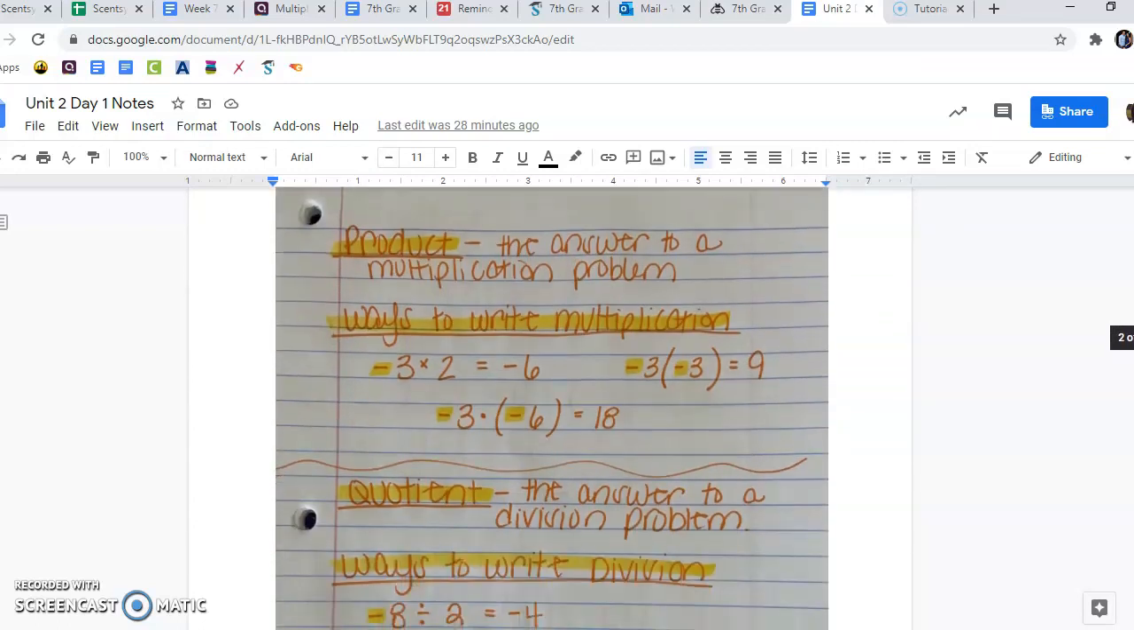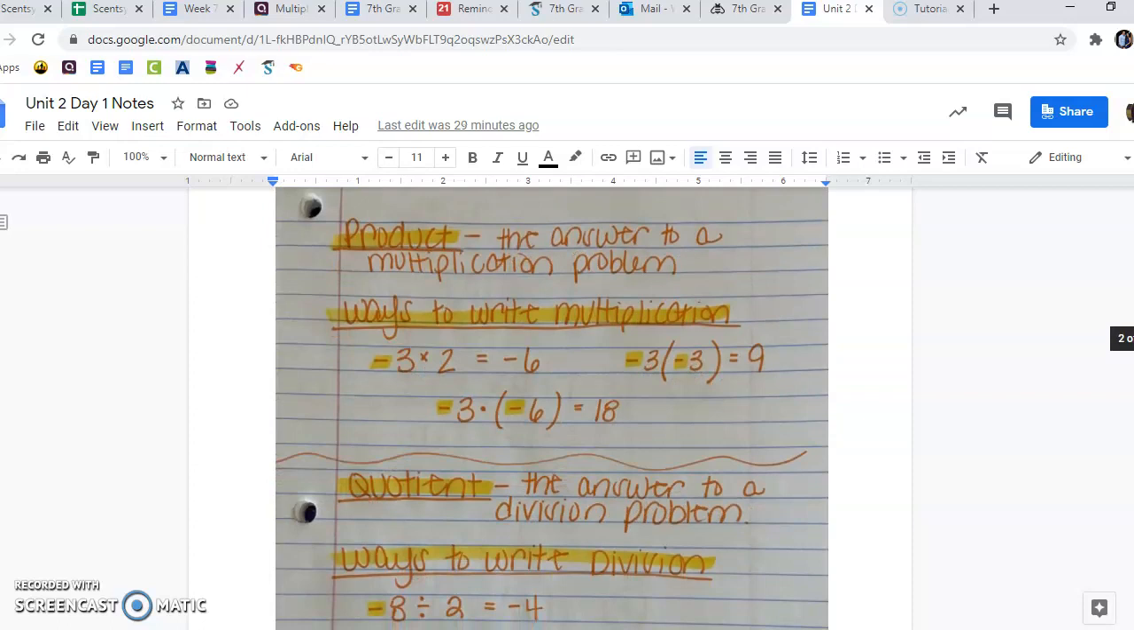So some other notes that we took today. A product is just the answer to a multiplication problem. Ways to write multiplication. So you all have seen all of these ways so far this year. You'd have the little multiplication symbol. You'd have the parentheses, okay? And then you would also have the dot here. All of those means you're going to multiply.